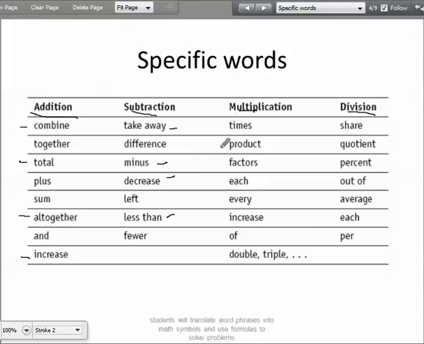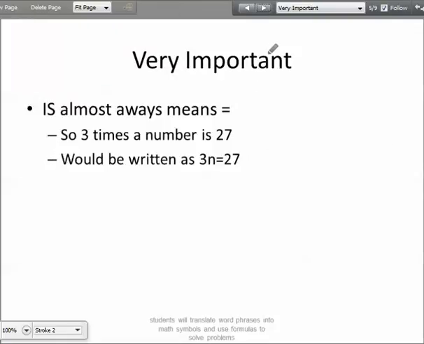Multiplication terms you might see: the product, each and every, or the words double or triple, and those would be different ways of telling you you're going to be multiplying. For division, if you're going to share, find the quotient, find the average, or find something per unit, okay? Those are all division terms that you might be seeing. So this slide where you see these terms might be very important for you to get down and make certain that you have a copy of it so that you can help in translating sentences.